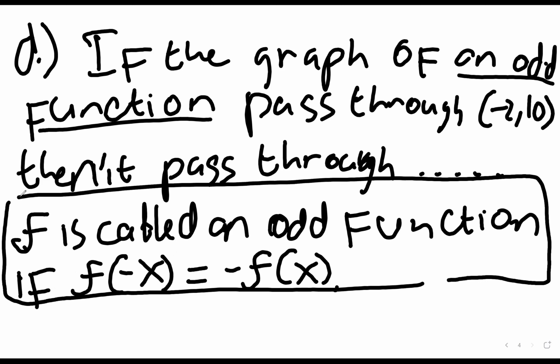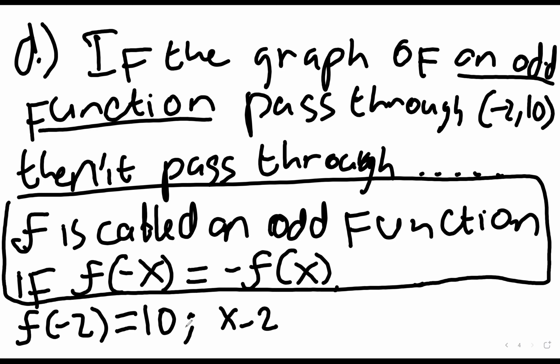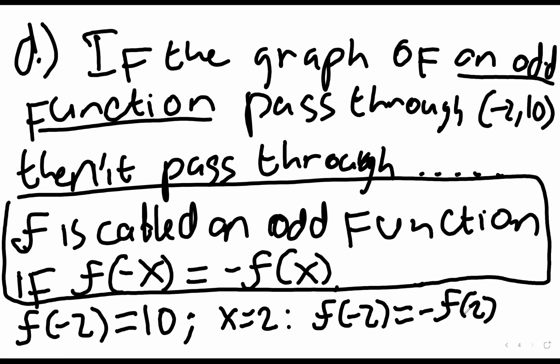Now let us see, let's say the function in the question is f as well. So here I have f of minus 2 equals to 10, right? If I replace x by 2, put x equals to 2, then in the definition I'll have f of minus 2 equals to minus f of 2. And of course this implies f of 2 equals to minus f of minus 2, and that will be minus 10.